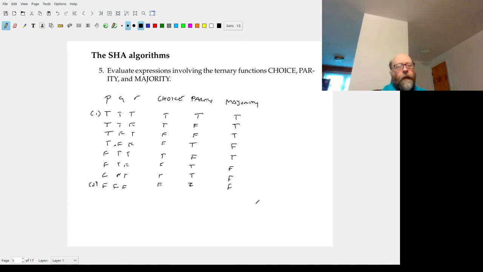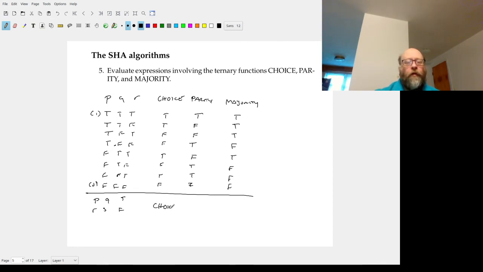Okay. If I had, say, four variables, P and Q were true, R and S were false, and I want to know the choice of PQS XOR with the parity of QRS XOR with the majority of PQR, I should be able to do that because I know how each of these functions work. Okay. All right.